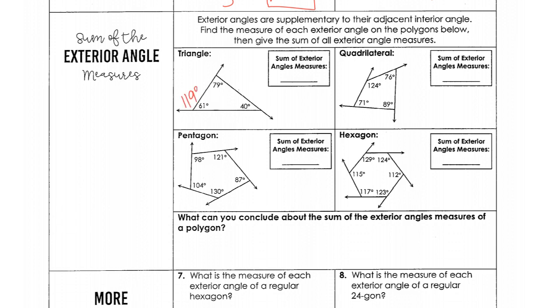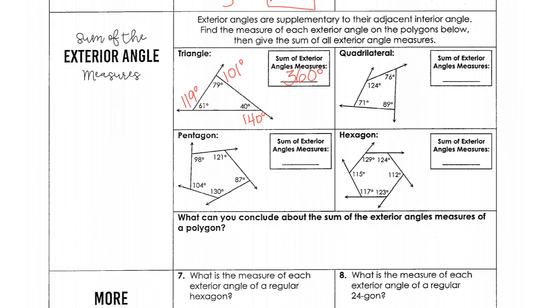And so I get 119 degrees, and you will do that for everything. So for all of them, you're going to take 180 minus that number that's inside the polygon. So I got 101 degrees and 140 degrees. So to find the sum, I add these three up, and I get 360 degrees.